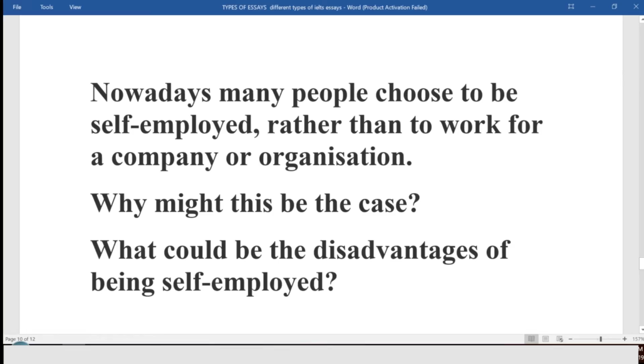Nowadays, many people choose to be self-employed rather than to work for a company or organisation. Why might this be the case? What could be the disadvantage of being self-employed? Okay, so clearly it's a two-question essay. We can see two question marks. This helps make it crystal clear that it's a two-question essay.